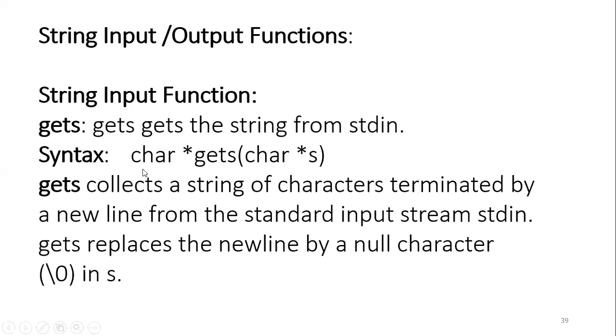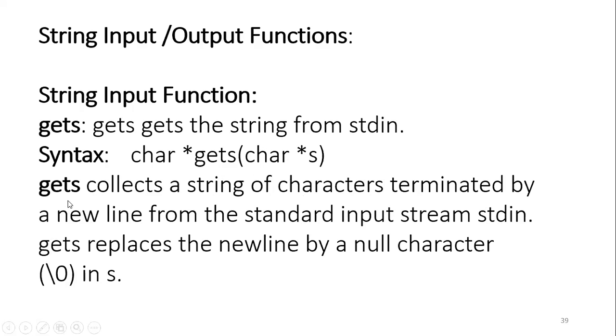So here the syntax for gets is gets(s). It will accept the string and returns the character pointer. So gets collects a string of characters terminated by a new line from the standard input stream stdin, standard input device, that is nothing but keyboard. gets replaces the new line by a null character, slash 0, in s. s is the argument.